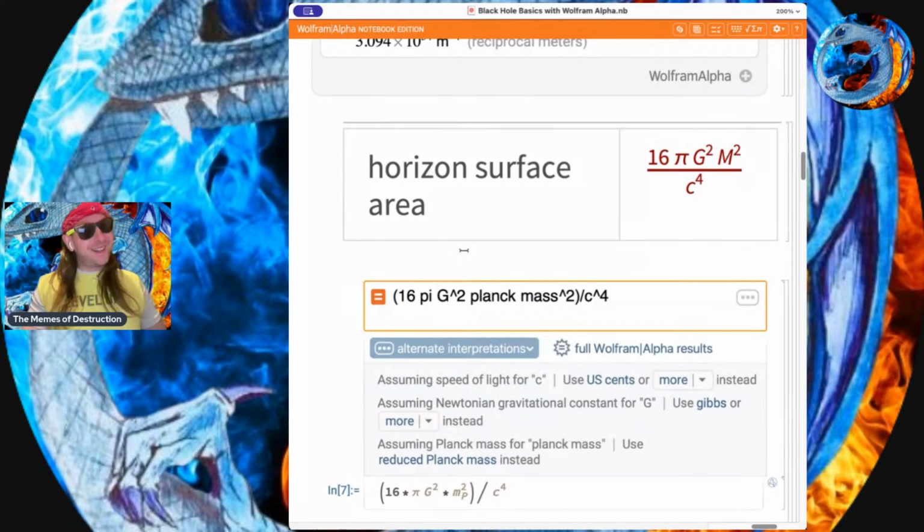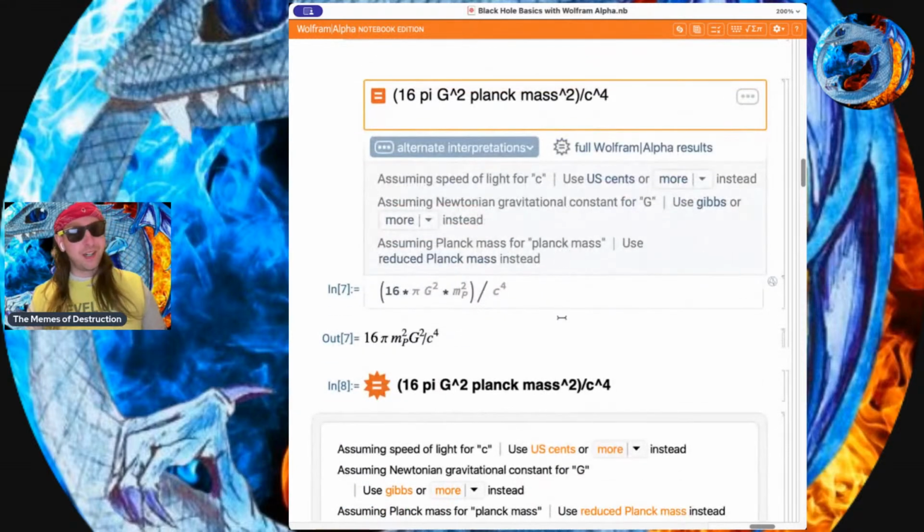But horizon surface area. We get 16 pi times big G, the gravitational constant, squared, times our mass component, which would be the Planck mass, squared. Just type it in, square it. That's all over c to the fourth, the speed of light to the fourth. Basically, big G over c to the fourth is like an inverse of the Planck force.